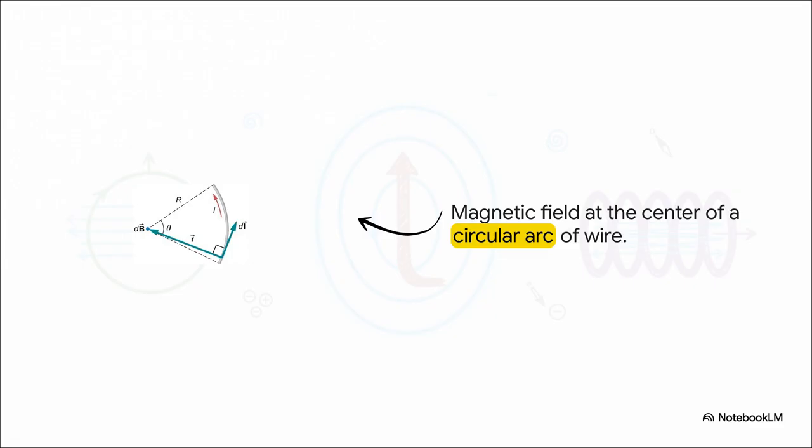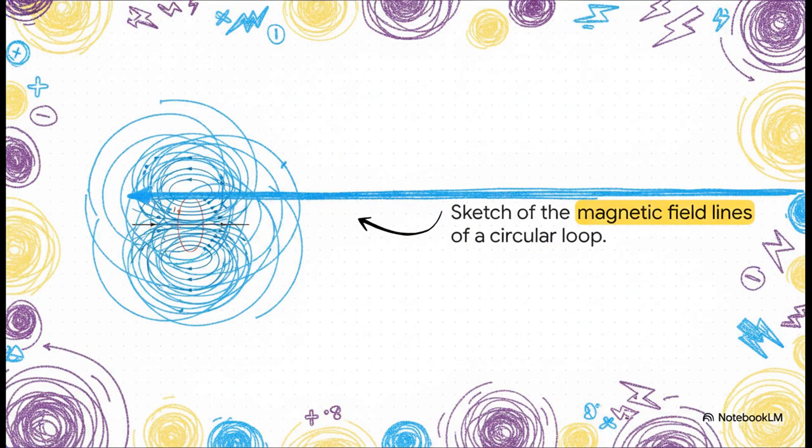It means that nasty vector cross product from step 3 just turns into simple, basic multiplication. We just pull the current and radius straight out of the integral and integrate over the angle. It's a lifesaver. Now, if we take that arc and extend it into a full closed loop, the magnetic field lines take on a seriously fascinating shape.